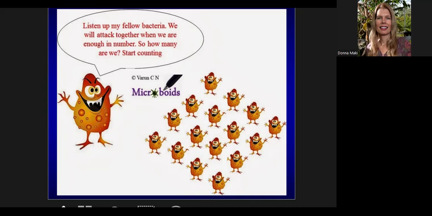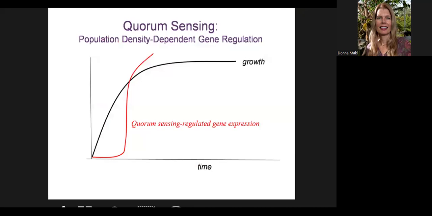So this is a silly visual, trying to get this idea across that they need to be able to assess how many Pseudomonas are around me, how many of me are around me, because I don't want to attack if there's too few of us. It will probably wipe us out, especially when you think about how sophisticated animal immune systems are. It wouldn't take long, if there's not too many of them, to get wiped out. So again, this is just trying to show that it's linked to the population of the bacteria.